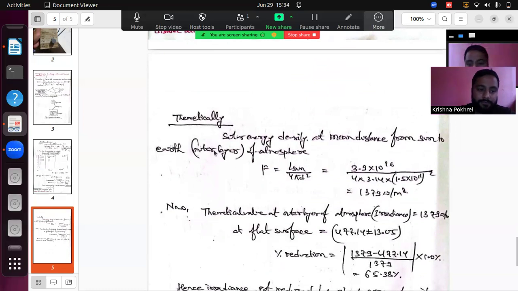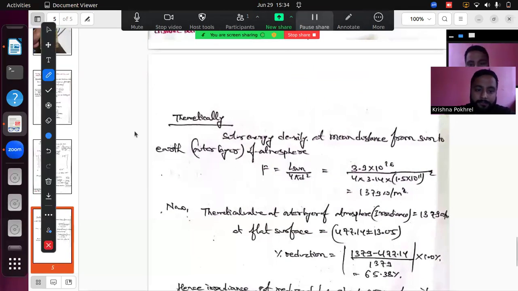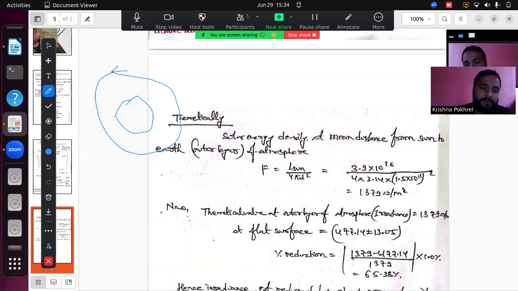Now, what is this value? I will pick up a pen for drawing over here. Suppose this is our Earth. We have several layers of atmosphere around the Earth. Suppose we measure in the outer layer of the atmosphere, then we can get this type of value. Our calculated value was 477.14 on the surface of Earth, and the theoretical value at the upper layer of the atmosphere is 1379. That means there is a change in value whenever we measure on the surface of Earth.